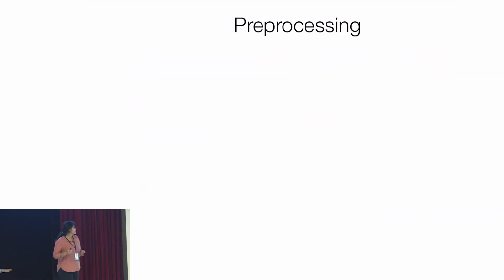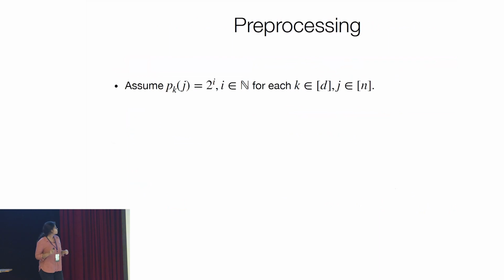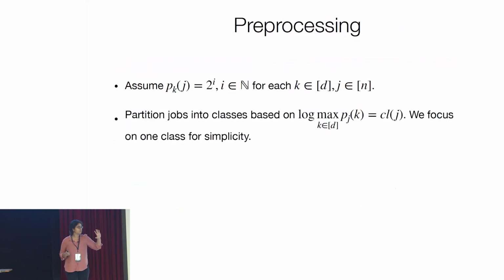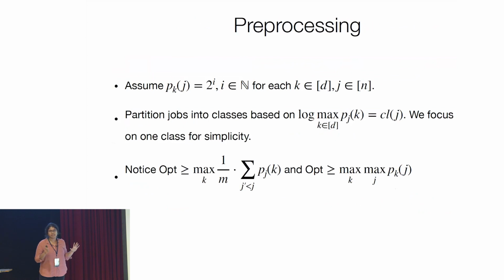Okay, so let's keep going. I'm just going to assume for simplicity that all these jobs are powers of 2, and I'm just going to partition these classes based on what the highest power is and all of that. This is pretty standard when you look at these algorithms. And we're only going to look at one class.